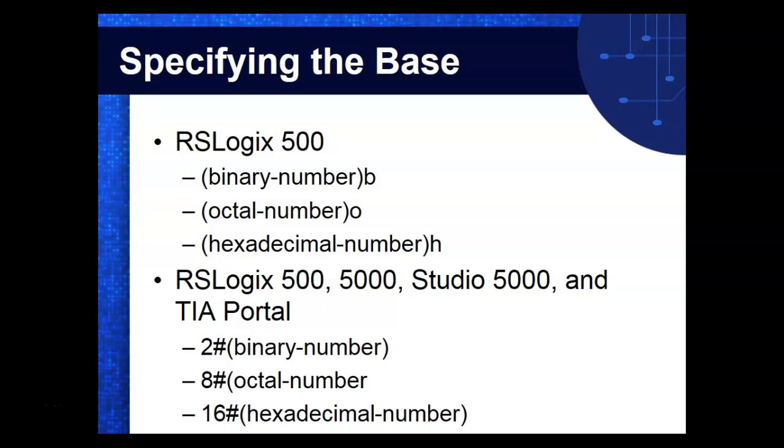So back in RSLogic, if you entered a bunch of ones and zeros, it would just take it as decimal unless you entered the number with a what? A small case b, right?